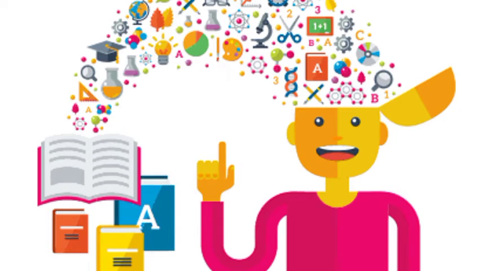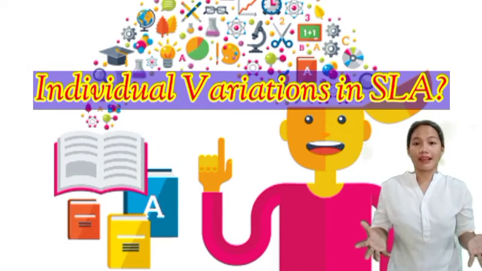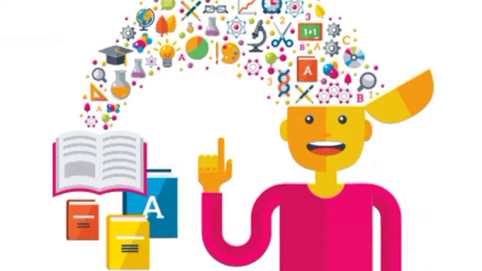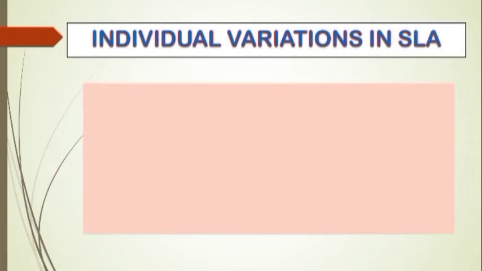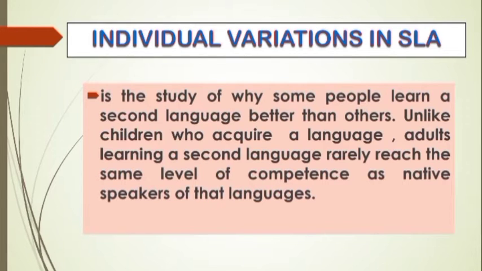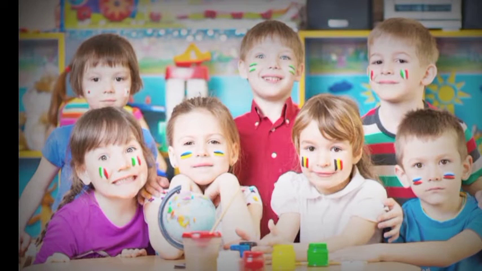Now, what do we mean by individual variations in second language acquisition? Individual variations in second language acquisition is the study of why some people learn a second language better than others. Unlike children who acquire a language, adults learning a second language rarely reach the same level of competence as native speakers of that language. It also appears that children are more likely than adults to reach native-like competence in a second language.